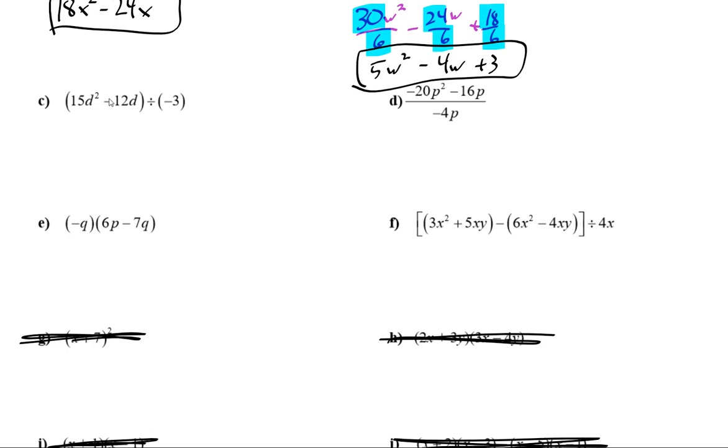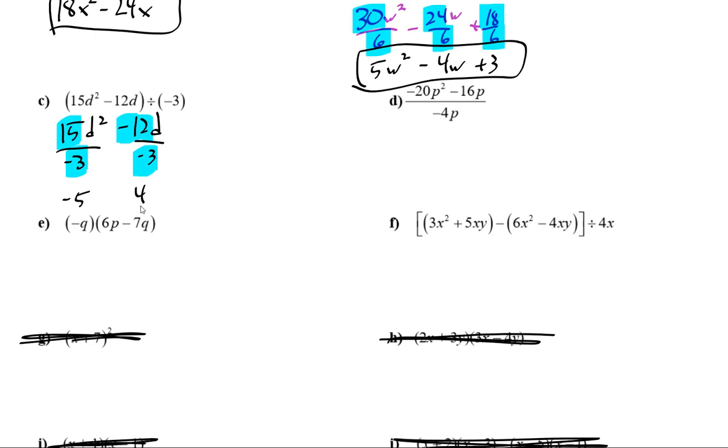C, I've got 15d squared minus 12d divided by negative 3. I'm going to rewrite this like so. Divided by negative 3. But really, I'm going to rewrite it like this. The reason for that is so that I don't forget that I need to cancel out each one independently. So again, I'll take the number parts and I'll deal with those. 15 over negative 3 is negative 5. 12 over negative 3, negative 12 over negative 3 is positive 4.